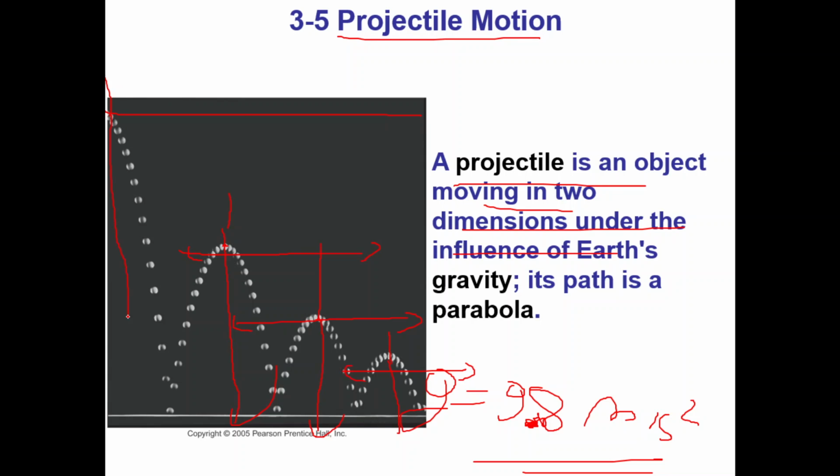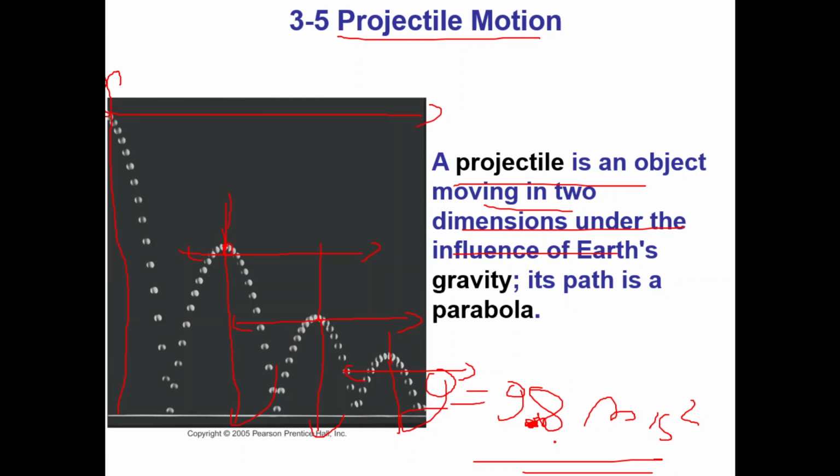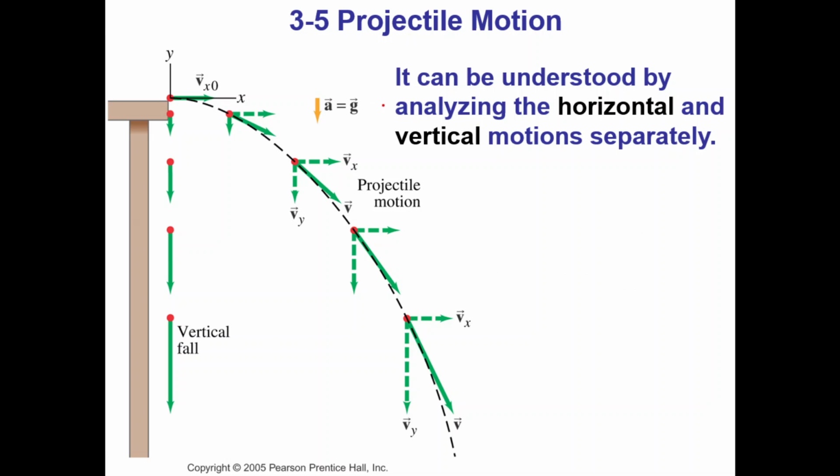If you would like to check it for yourself, as you can see here, it is way easier to do it like that. This is a negative x squared, so here is the parabola. Don't forget, g is equal to 9.8 meters per second squared. Of course, it can be understood by analyzing the horizontal and vertical motion separately.